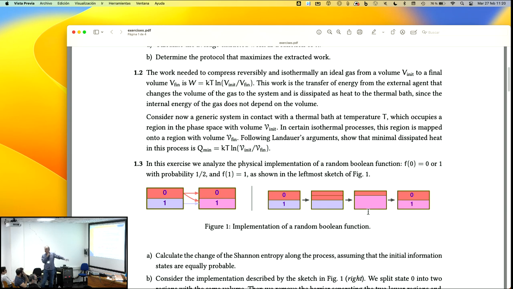But why there do we consider the average free energy of the state and not the internal energy?